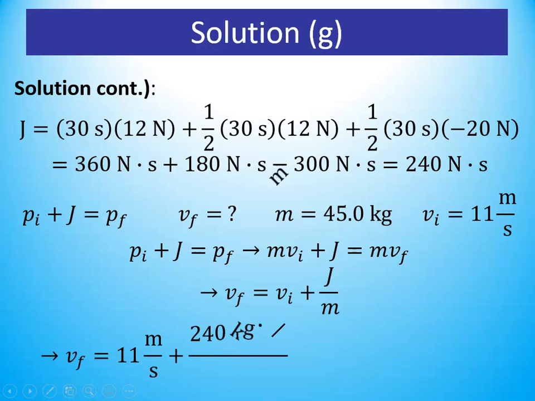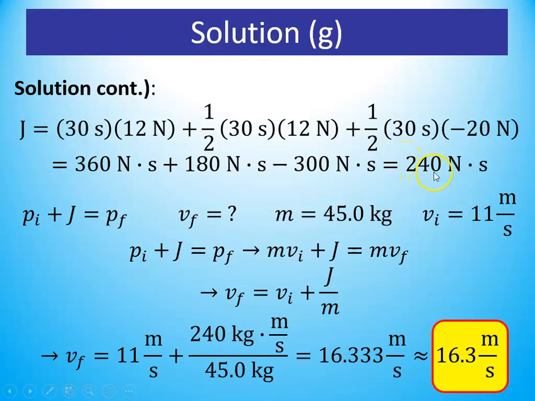Now we can plug in our numbers. We just calculated J, that's the 240 newton seconds, that is 240 kilogram meters per second. And when you work out that calculation, you get a final velocity of 16.3 meters per second after 120 seconds. And again, that is a pretty fast velocity. I mean, this is about 35 miles an hour, so pretty fast sled. But Calvin and Hobbes were always pretty wild on their sleds.